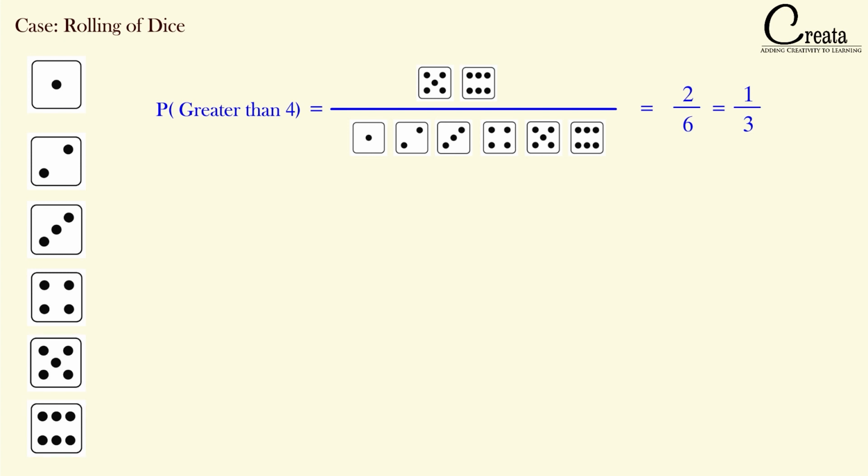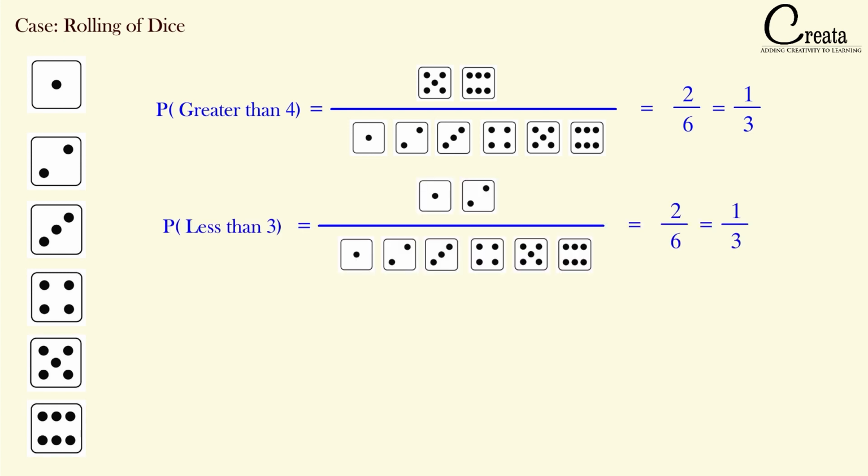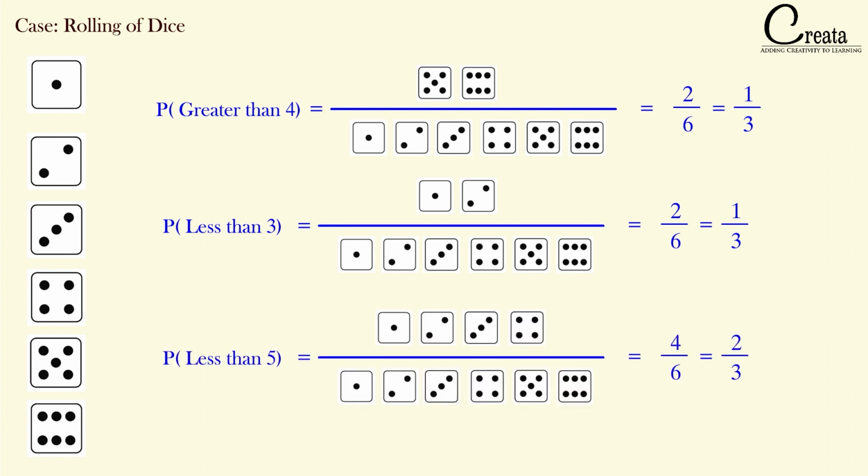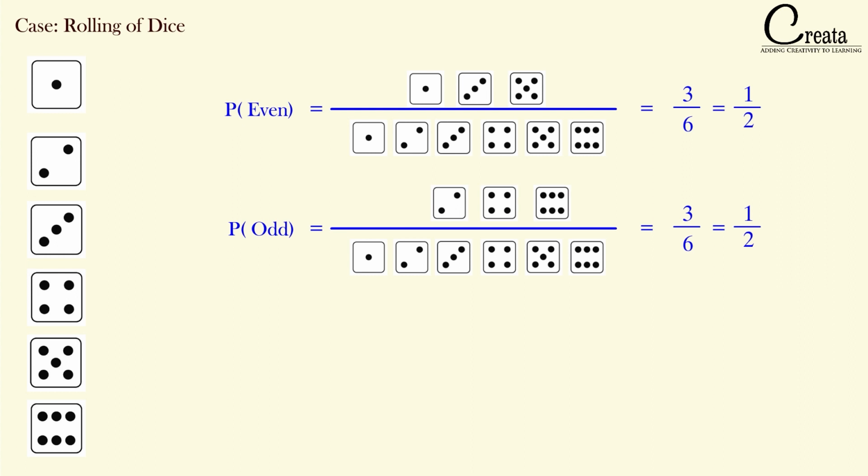Got it? Similarly, we can take different events like number less than 3, number greater than 4, less than 5, or different combinations like even event, odd event. All these different events we can formulate and calculate the probability. If you still have any doubt, ask the question in the comment section. I will reply.